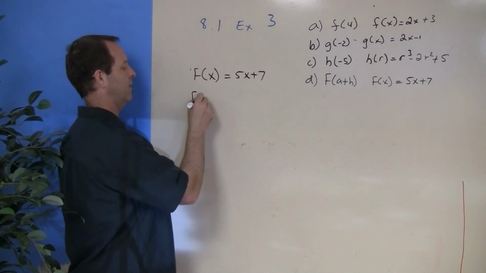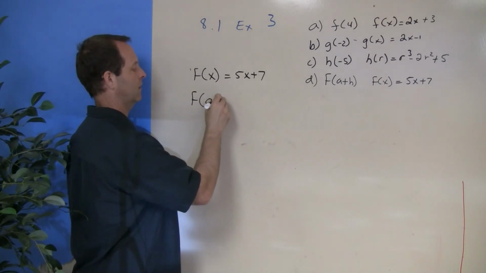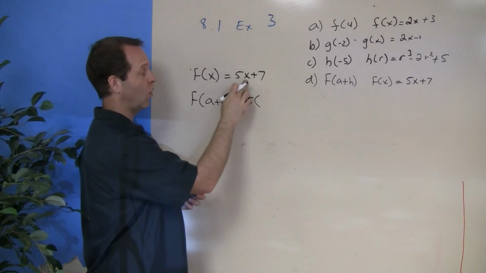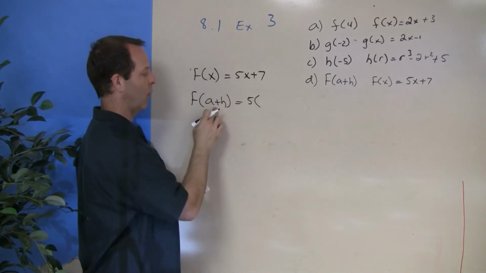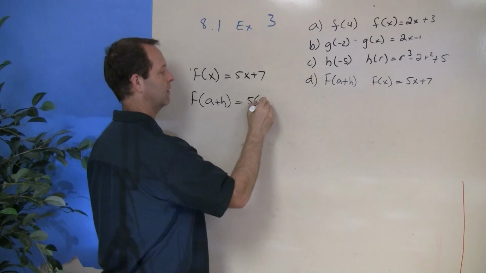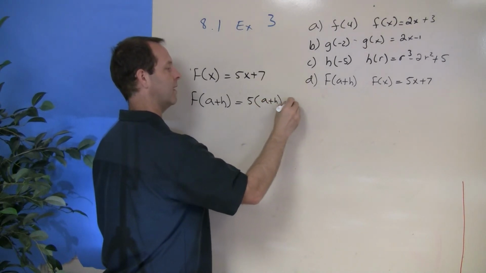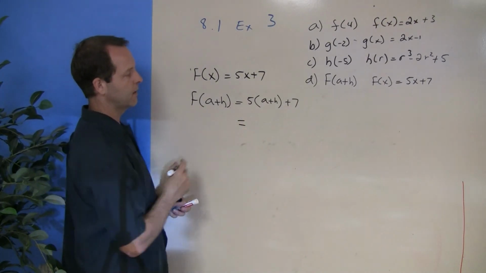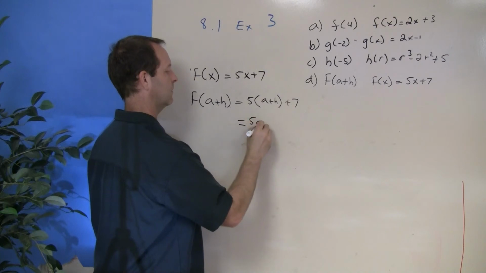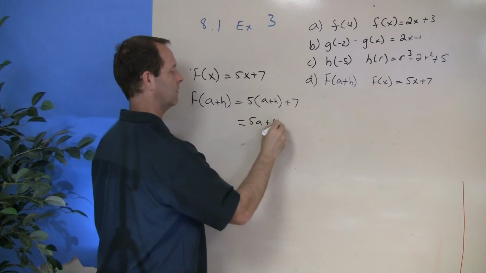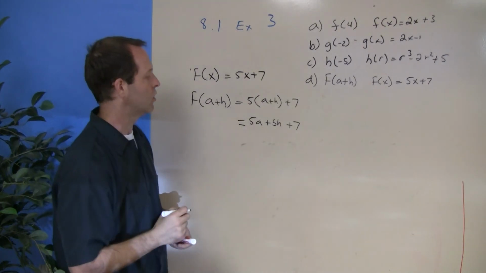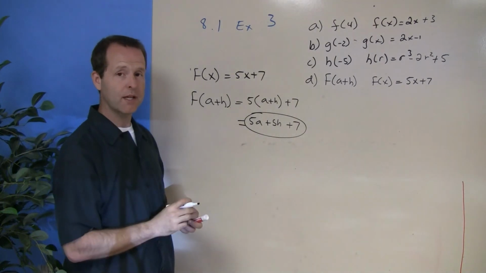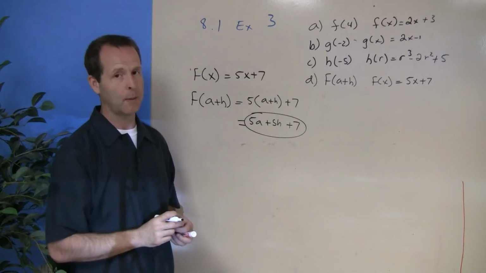So let's rewrite it, f of a plus h equals 5. And remember, everywhere I see an x, or whatever variable that we're functioning of, I want to insert what we're evaluating it at. So a plus an h, plus a 7. And so 5a plus 5h plus 7. And there's no common terms. I can't go any farther. So this function evaluated at a plus h is 5a plus 5h plus 7.